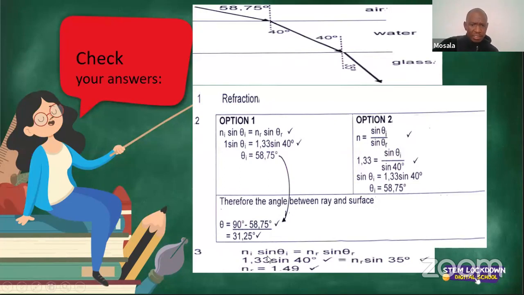Now the angle of incidence, remember it is moving from water to glass, so this will be the angle of incidence. The sine of the angle of incidence will be the sine of 40 degrees. The refractive index of glass is unknown, it is what we are looking for, and we are told the angle of refraction is 35 degrees. So you substitute and get the refractive index of glass to be 1.49.